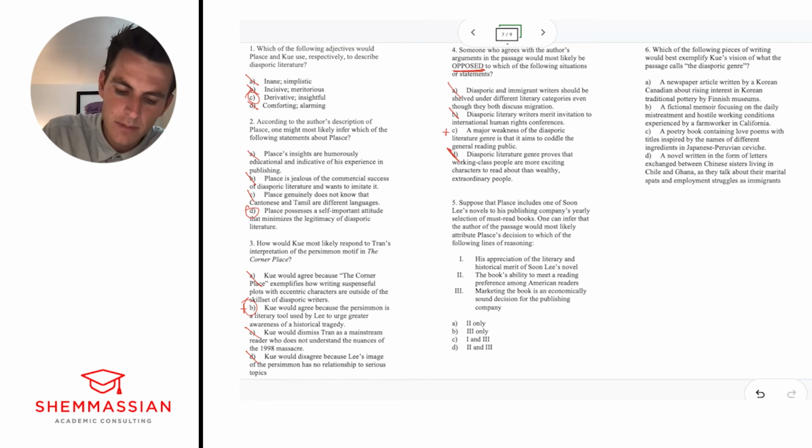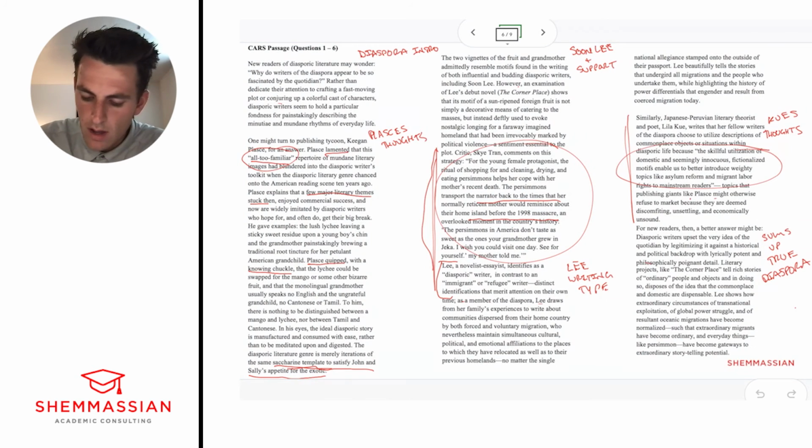All right, so I like C. I'm going to check for evidence first. So the major weakness is that it's coddling the general public. Something that stands out to me in my mental map is that the idea behind diasporic literature is to introduce weighty topics. That doesn't seem like they're coddling.